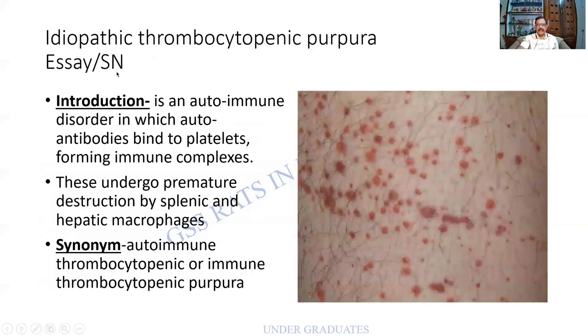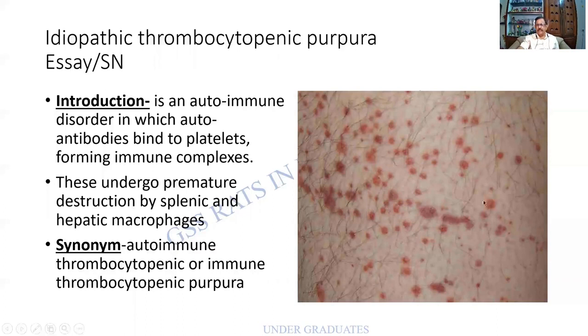It can be an essay, it can be a short note. It is an autoimmune disorder wherein there are autoantibodies binding to the platelets and they form immune complexes. We'll see what happens once immune complexes are formed. They undergo premature destruction by the spleen and the hepatic macrophages.